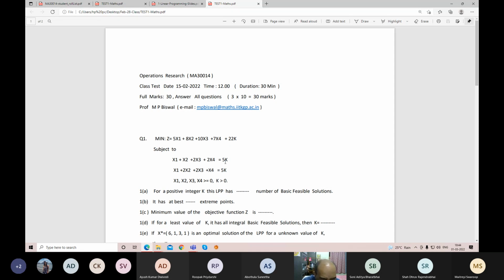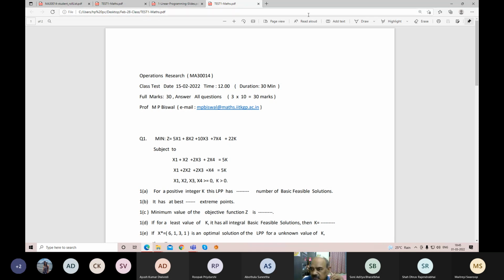After that, it has at best extreme points. Every basic feasible solution is an extreme point. At best, the maximum number of extreme points. How many are there? See, if the first problem you cannot solve, then you have not learned linear programming. All my labor, all my shouting gone.